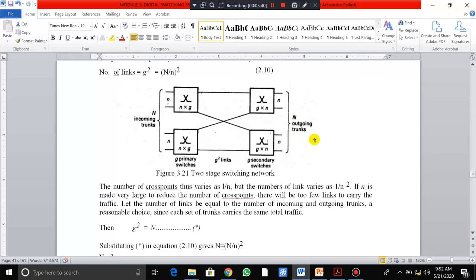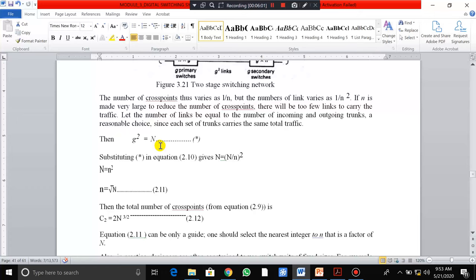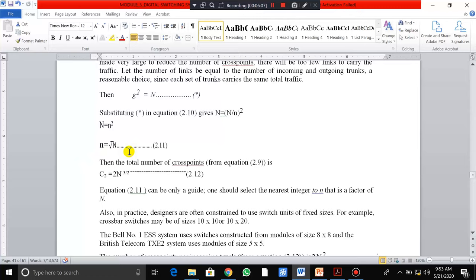The number of cross points thus varies as 1 by n, but the number of links varies as 1 by n square. If n is made very large to reduce the number of cross points, there will be too few links to carry the traffic. Okay, g square is equal to N, n is equal to square root of N. Then the total number of cross points is given by C2 is equal to 2N to the power of 3 by 2.